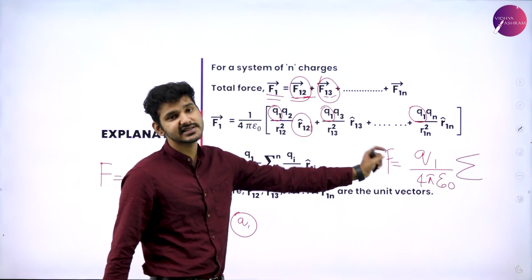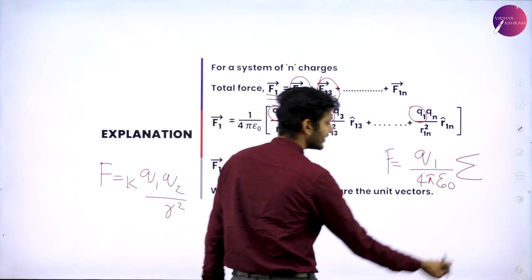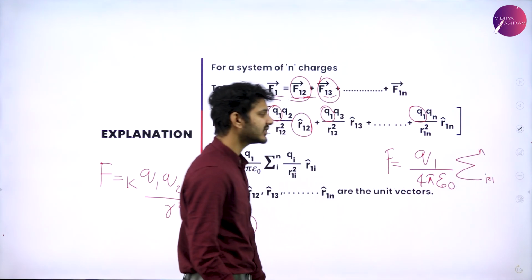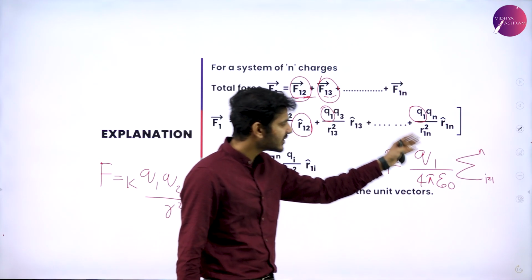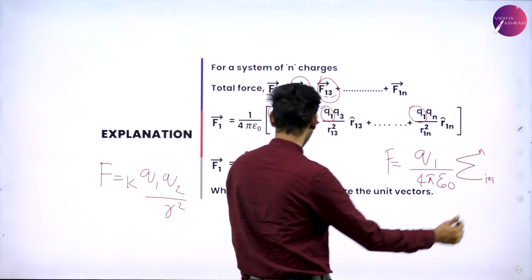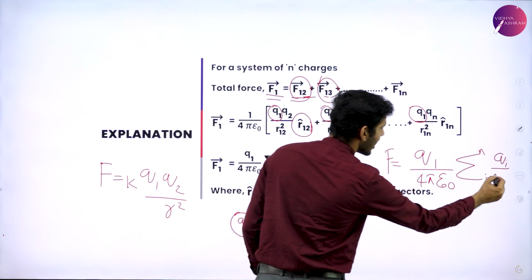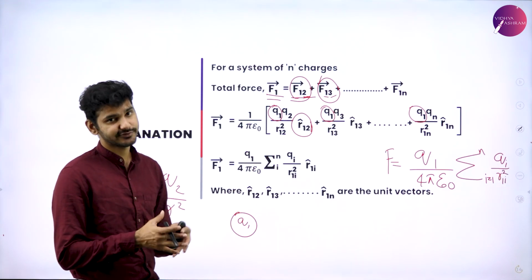This capital sigma denotes summation. I hope you all know that. And it goes from i equal to 1 to n. There are n number of charges in that system. So the summation from 1 to n of Qi divided by R1i square. So we are just summing up all the forces.